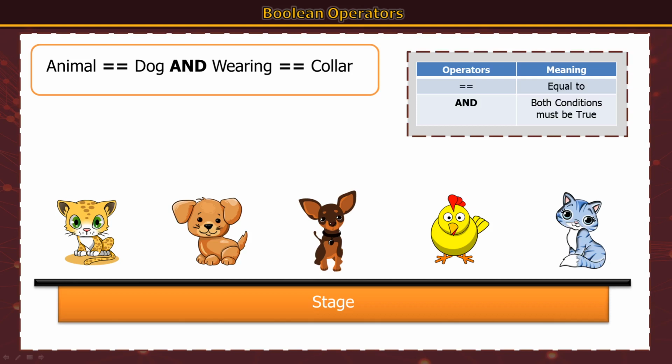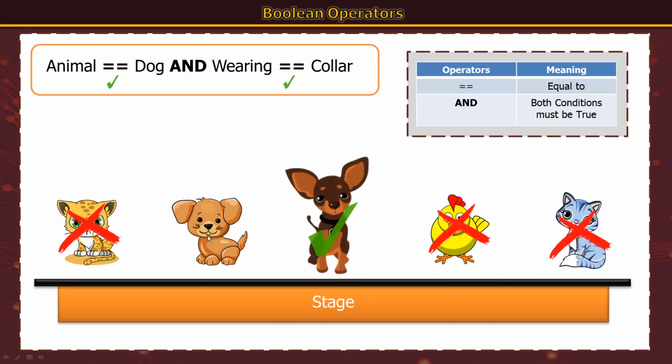So straight away we can look at all of the animals and anything that's not a dog we can discard. So I've got rid of two cats and a chicken. Now the two remaining ones are both dogs. However, one of them doesn't meet both conditions. If we look closely, it's the animal is a dog and wearing a collar. So you can see that the first dog is in fact not wearing a collar. The second dog meets both conditions.